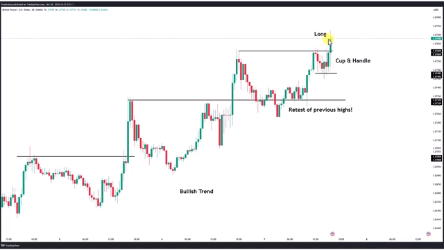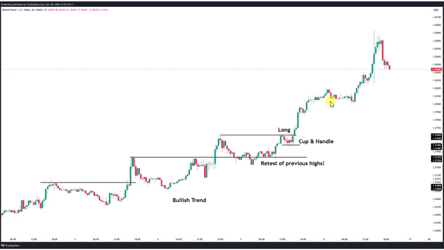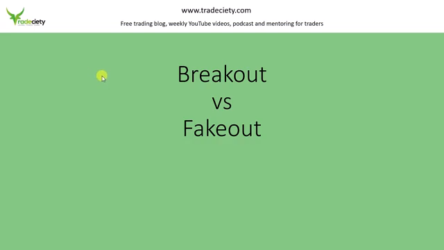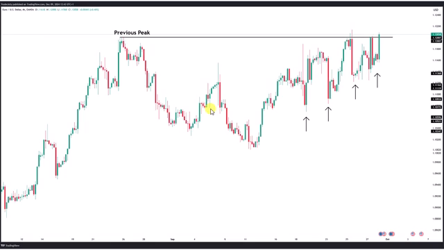At this point, this is a high probability long entry, and then you can see the new uptrending phase started here after the cup and handle phase. And this is how you find good trend following entries. Now let's take a look at the concept of breakouts versus fakeouts, because that's where a lot of traders struggle.